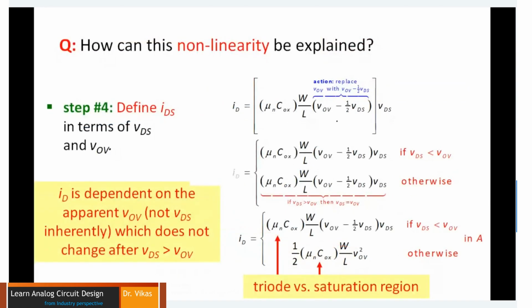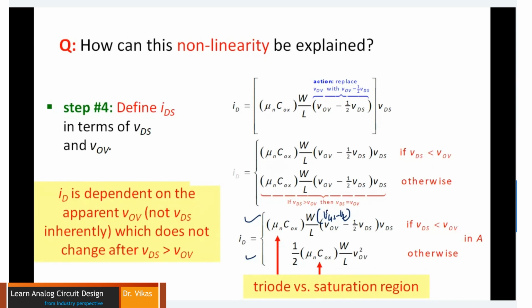If I replace that VOV with VGS minus VT and simplify, you can arrive at two different equations. This is for a particular value of VDS lesser than VOV. Again, you can replace VOV with VGS minus VT. So let me write that again: this is VGS minus VT minus half VDS, times VDS. If I multiply, it will be VGS minus VT times VDS, minus half VDS square.